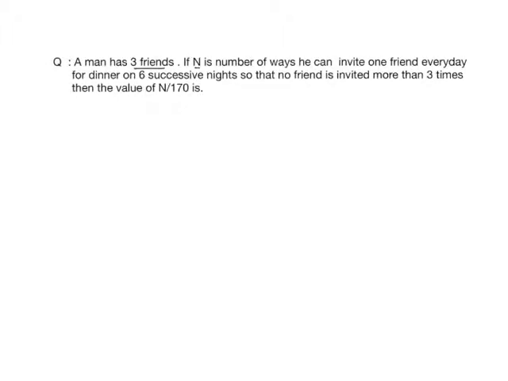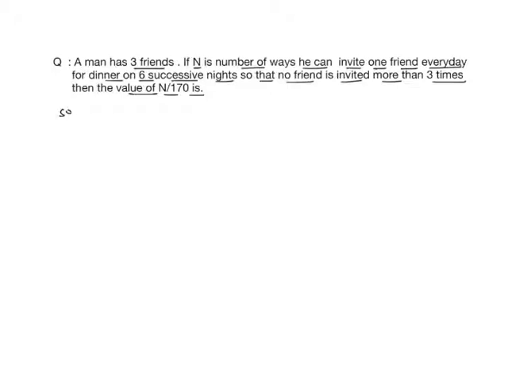Next problem is a man has 3 friends. If capital N is the number of ways he can invite one friend every day for dinner on 6 successive nights, so that no friend is invited more than 3 times, then the value of N by 170 is.